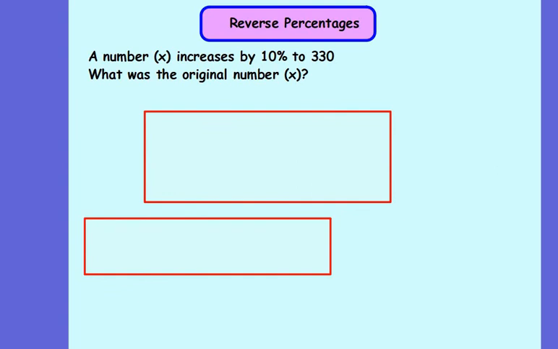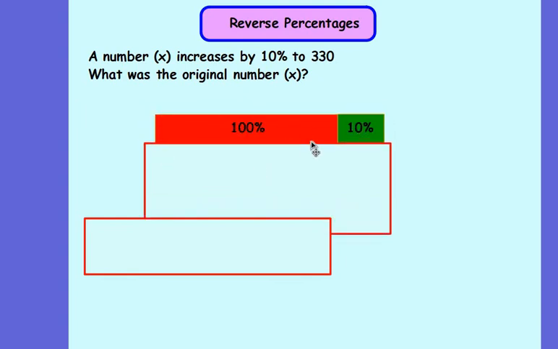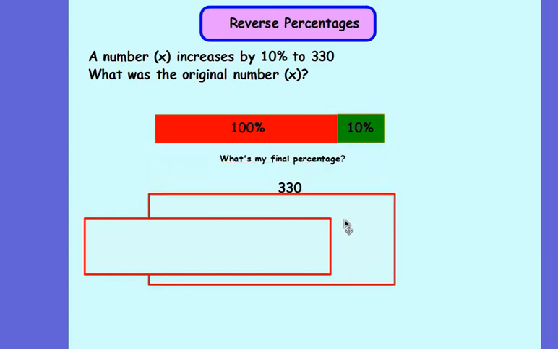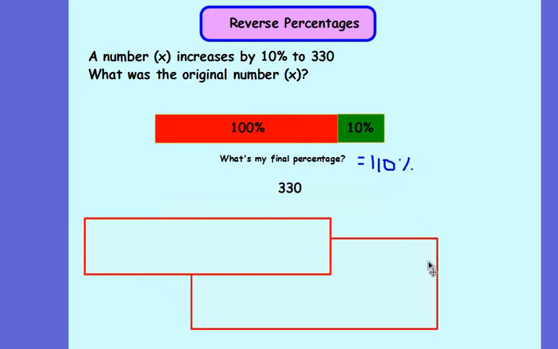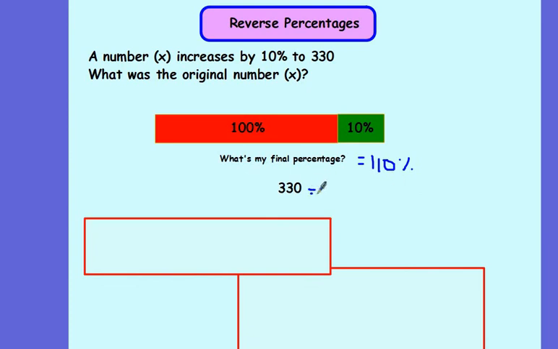Alright, let's throw in some words. A number x increases by 10% to 330. What was the original number x? So we know that 100% of x plus an extra 10% is going to be worth 330 to me. So what percentage does this represent? 100% plus an extra 10%. Jake, what's that going to be? 110%, exactly. 100% plus 10%. So we know that 330 means 110%. And then we're back to the questions we just solved.